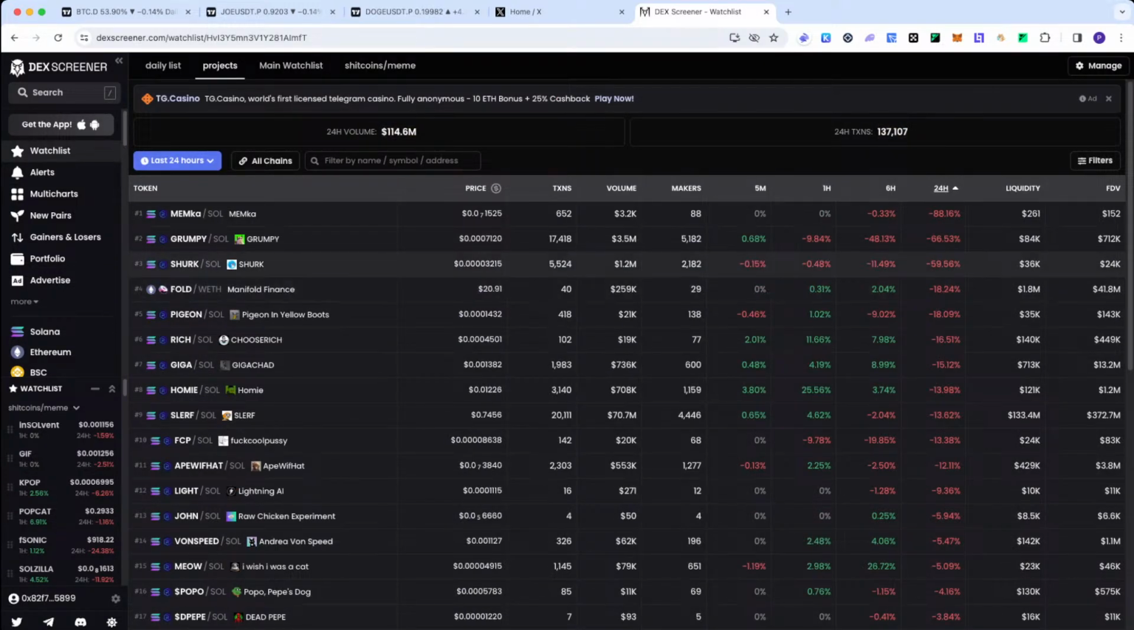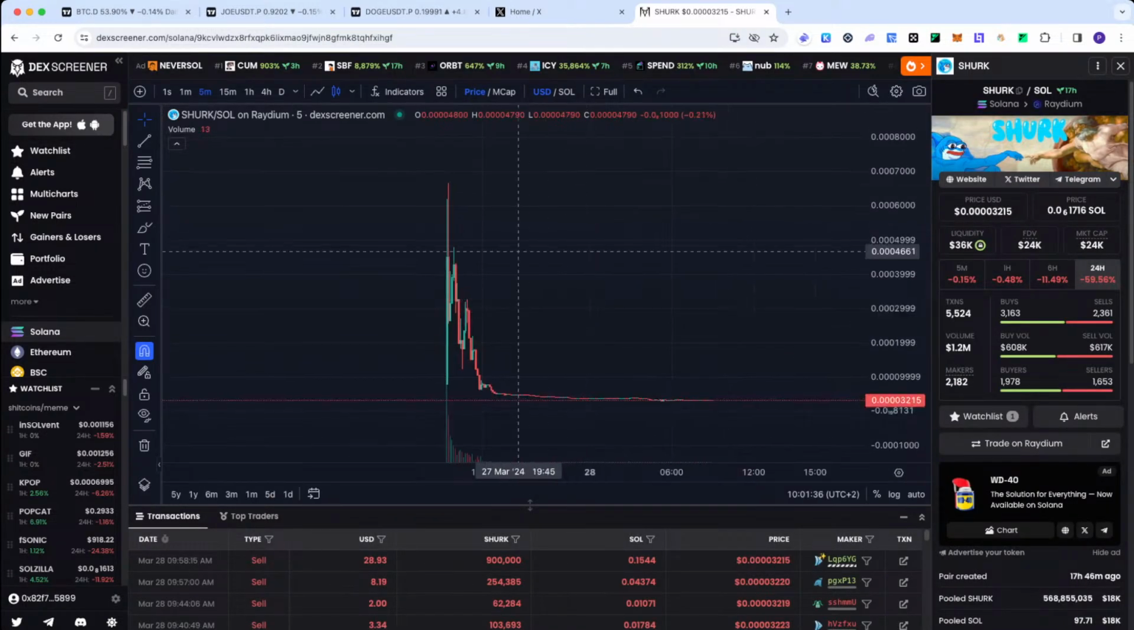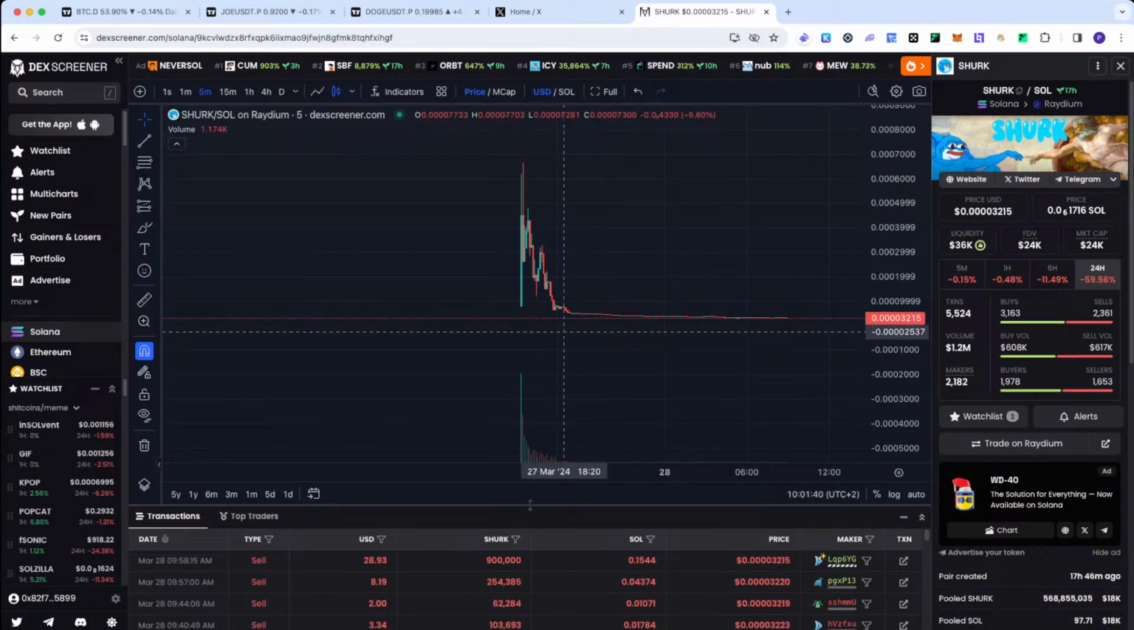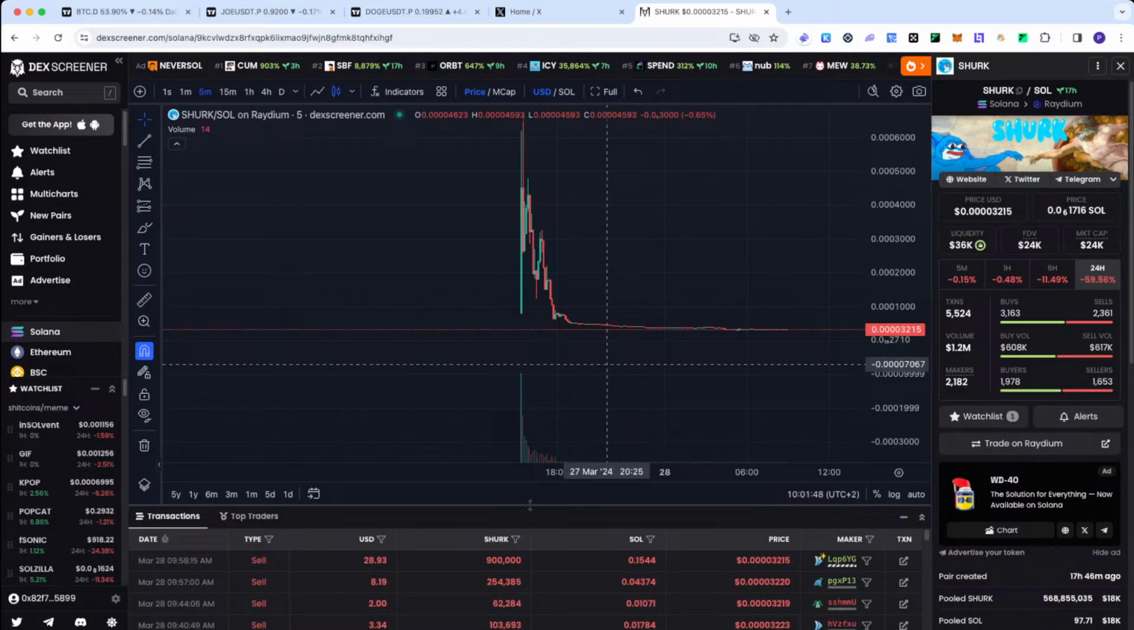Well, this one, the devs just rug pulled. It's that simple. Pumped, dumped, and it's done. They have some liquidity locked, and you can see the market cap is below. They sold everything. So, like I said, 90, 95, 99% of them all go to zero.